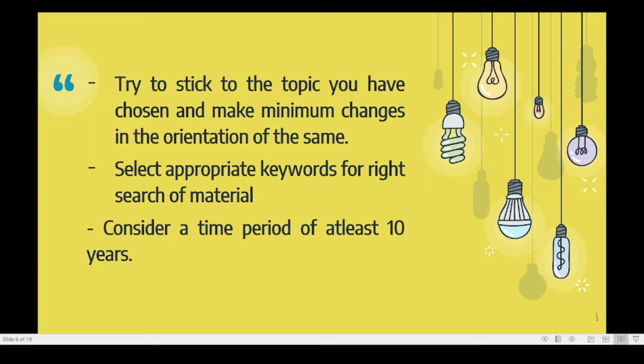This can be done in a gradual process. Maybe at the initial stage you may not be very comfortable with the topic, or with the keywords you are going to take, but gradually you will come to it. Consider a period of at least 10 years. This means that whatever studies you are going to take, whatever research papers, articles, newspaper articles, people, quotations, whatever you are taking, the minimum time slab is 10 years.